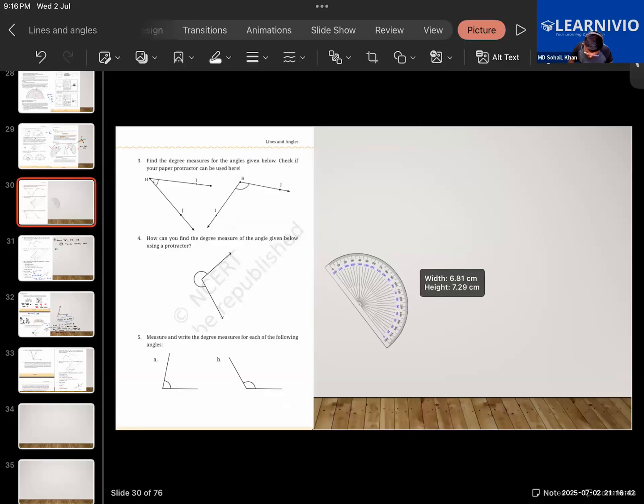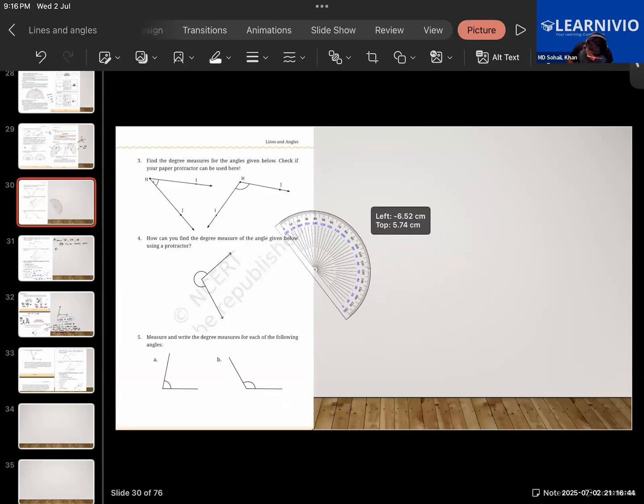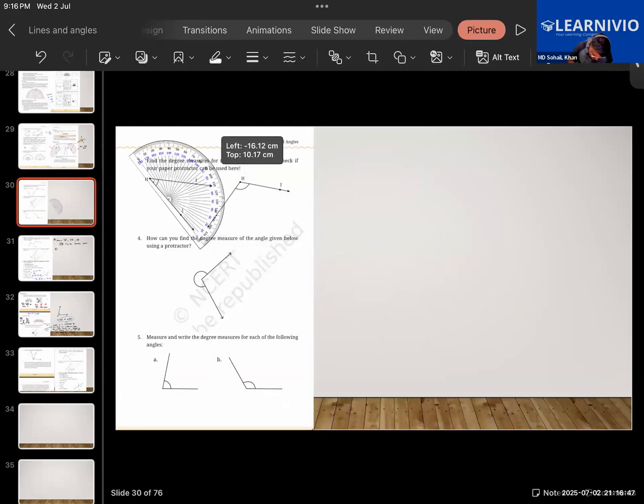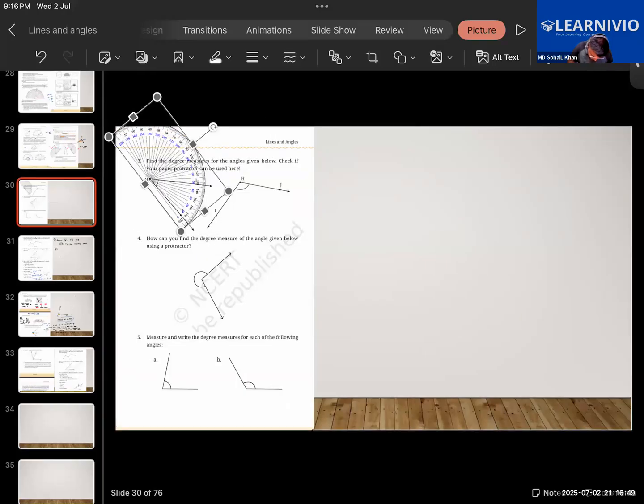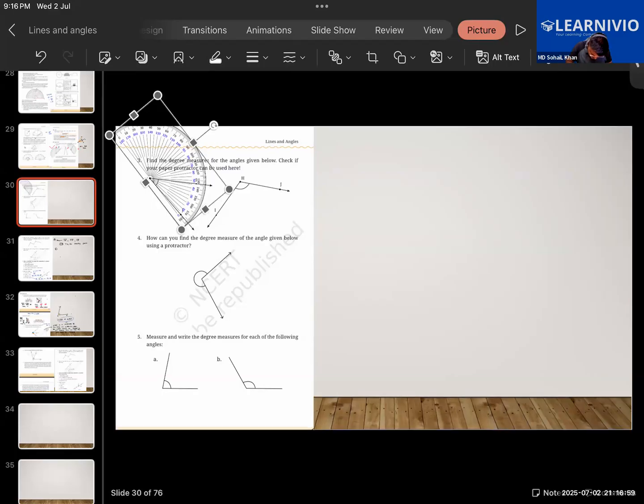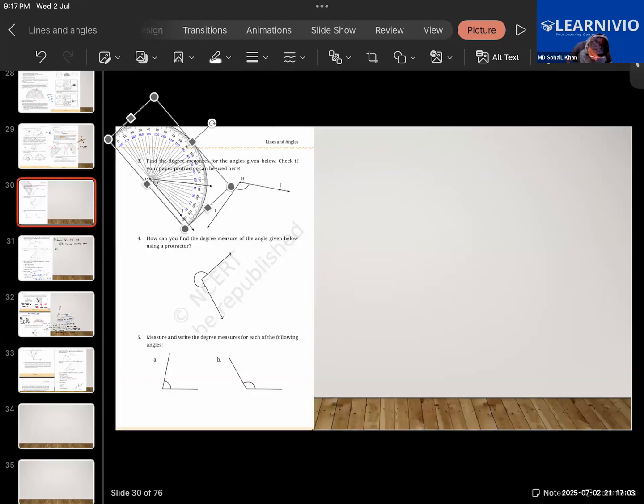Oh, wait, 90 minus 50. 90 minus 50, 40. That's 40, no? It's exactly, yeah, 40 degrees. Somewhere around 40. Somewhere around 40. It's like 42 or 41. It should be maybe 41, I believe.